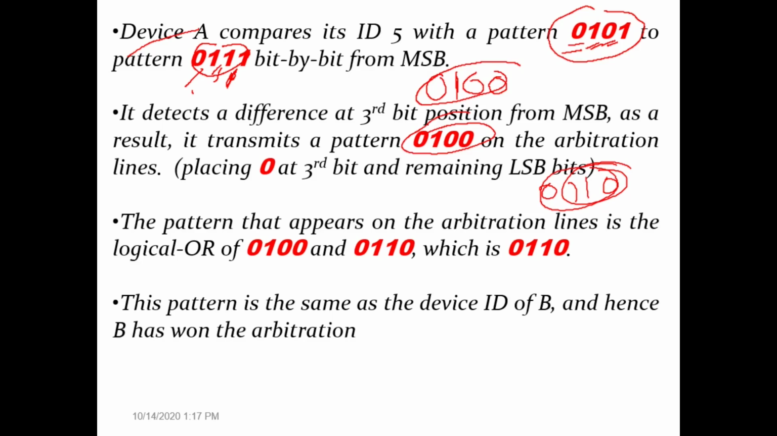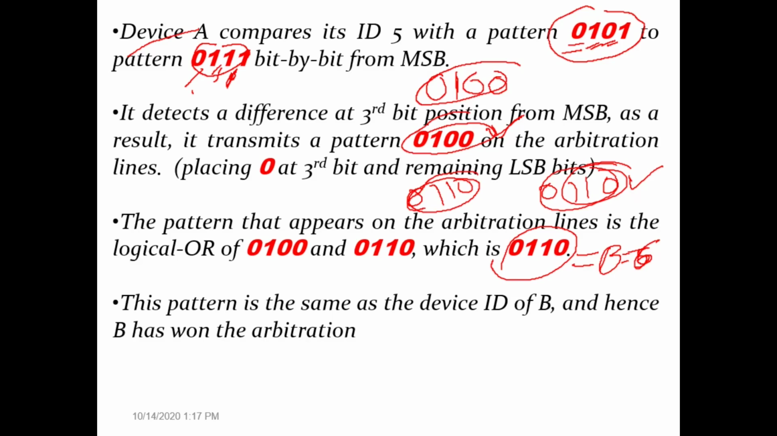Now both devices place the new ID on the arbitration line. This is placed by device 5, and this is placed by device 6. You can see device 6's ID has not changed; it is just a coincidence. Now what is the logical OR of these two on the arbitration line? The logical OR of these two is 0, 1, 1, 0 itself. So this is read again by both the devices, and it is actually the address or ID of device B, that is ID 6, sorry, device B with ID 6.